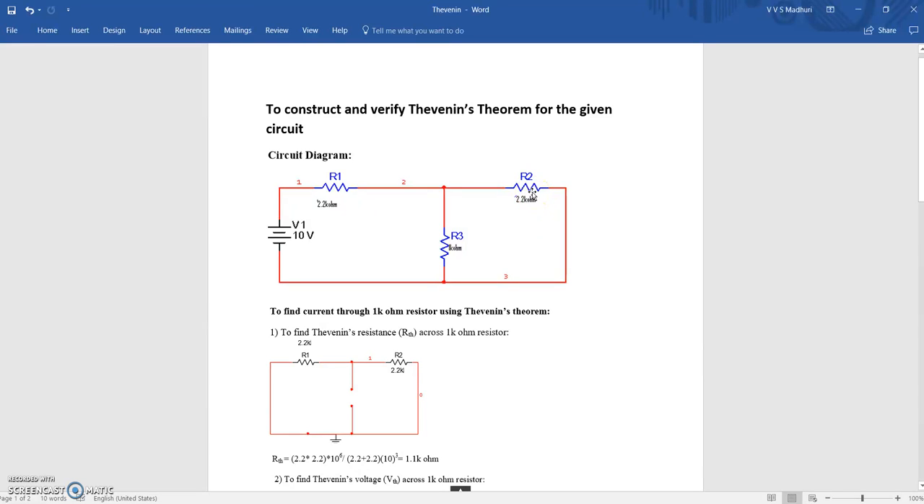Hello everyone, today we are going to construct and verify Thevenin's theorem for the given circuit in Multisim software. So this is the given circuit with the 10 ohms, 2.2 kilo ohm, 2.2 kilo ohm, and this will be the load resistance 1 kilo ohm, for which we are going to find the current flowing through this.